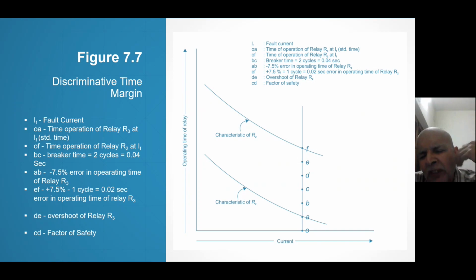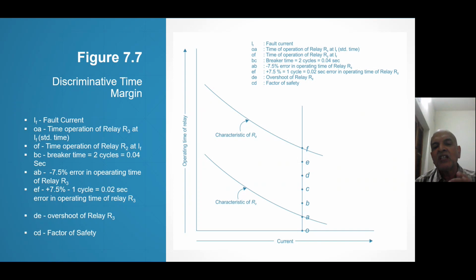Some relay manufacturer says that my error is not 7.5%, my error is just 2.5%. Some breaker manufacturer says that my breaker does not trip in 2 cycles, it trips in 1 cycle. Somebody says that my overshoot is not 1 cycle, my overshoot is hardly half a cycle, practically nil. So AF can be reduced if you have better relays, better breakers and everything. But we will consider 0.25 second AF.